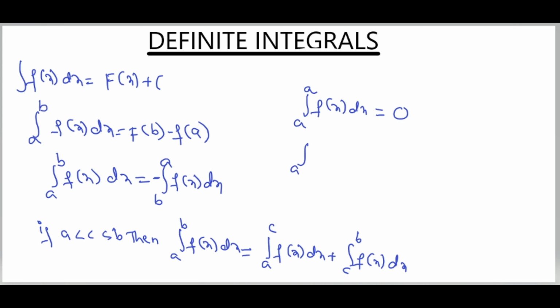Integration of a to b f of x dx is equal to integration of a to b f of (a plus b minus x) dx. This is the most important formula in definite integrals. Integration of a to b f of x dx is equal to integration of a to b f of (a plus b minus x) dx.